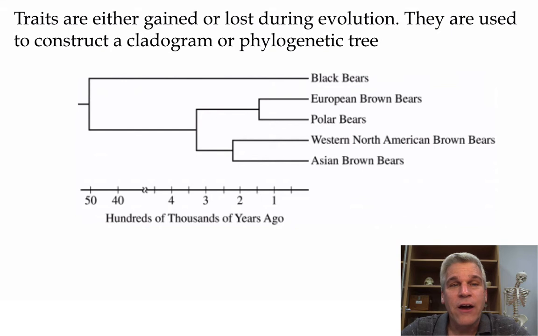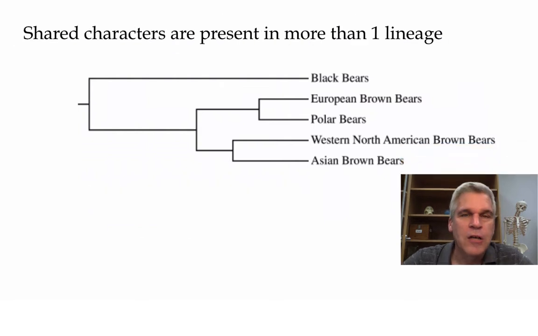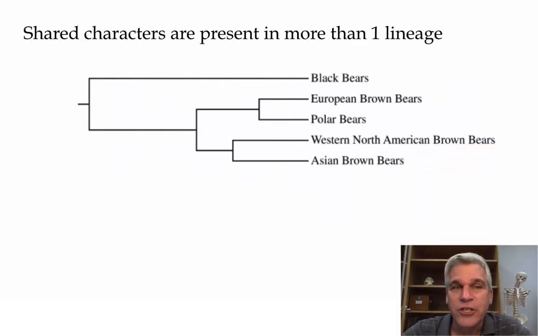We know that traits are either gained or lost during this process of evolution, and we can use those gaining or losing of characteristics to construct our cladogram or our phylogenetic tree. But you have to remember that even though we make these things, they only represent a hypothesis, and of course they're constantly being revised based on new evidence. So let's take a look at the interpretation of these.